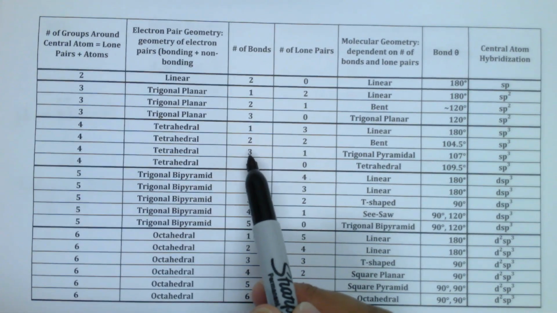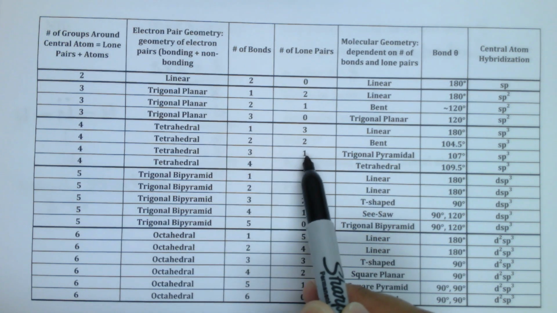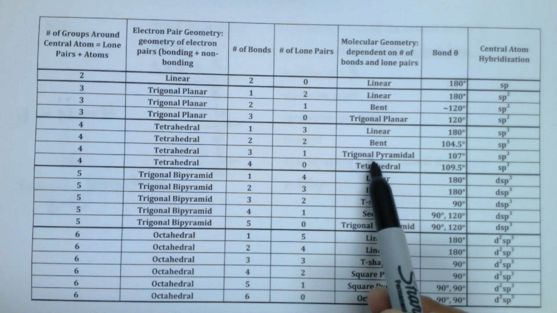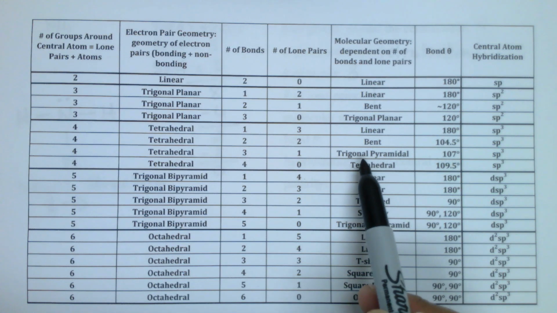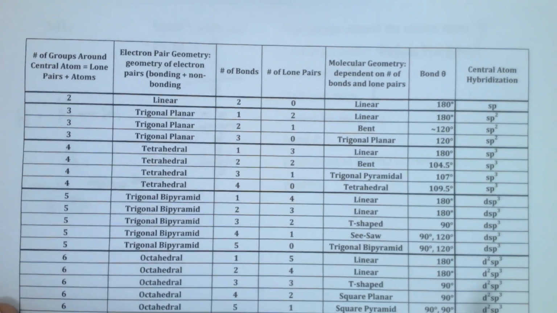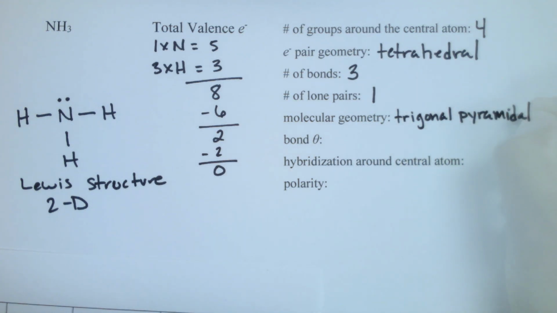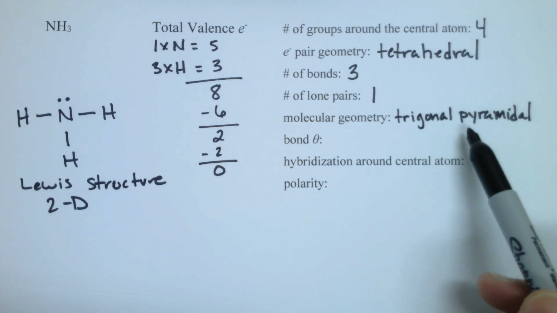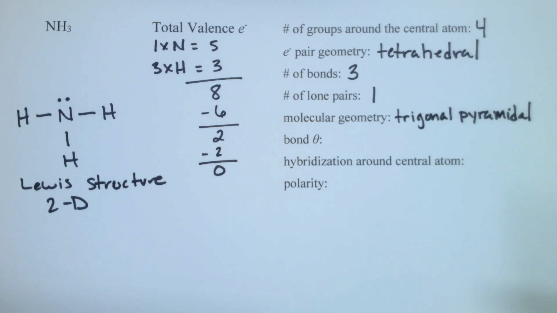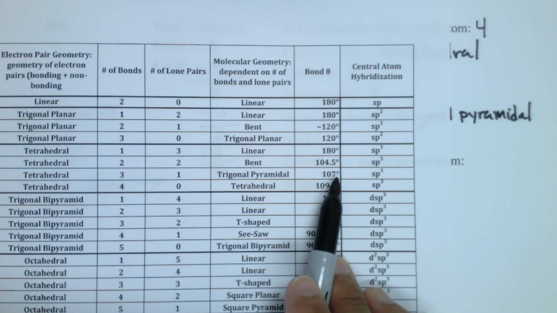So going to the table, we can follow this line right here for 3 bonds and 1 lone pair. And that's going to give us a shape or molecular geometry of trigonal pyramidal. Some textbooks will call this trigonal pyramid, trigonal pyramidal. Sometimes I've seen textbooks write pyramidal and that's it. The bond angle, about 107 degrees.